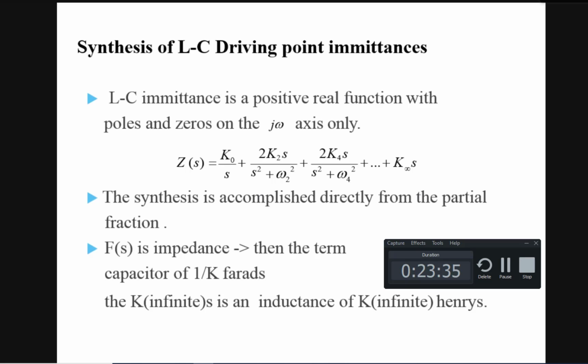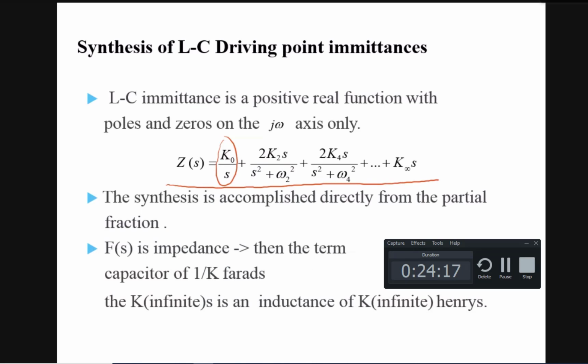An LC immittance is a positive real function with poles and zeros on the j omega axis only. When you expand it into partial fractions, for any given function, if you expand Z(s) in partial fractions, you have several components, and each of them is equivalent to a particular network element. So the synthesis is accomplished by direct partial fractions, and F(s) is the impedance.